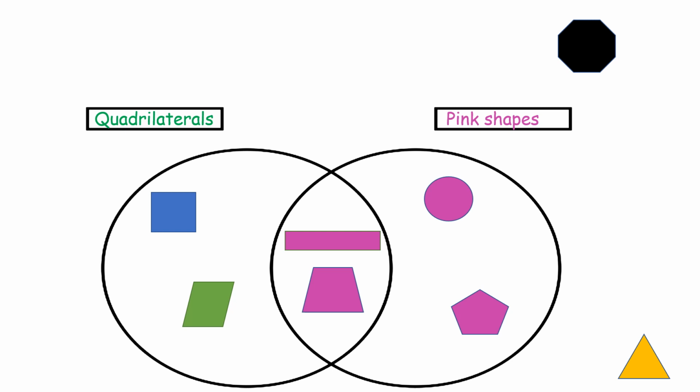The last shape is a 1, 2, 3, 4, 5, 6, 7, 8-sided shape. Can you remember what an 8-sided shape is called? It's an octagon. So is this a quadrilateral? No. Now is this shape a pink shape? No, so it doesn't fall under any category. Where must it go? Good work, it goes on the outside, just like the yellow triangle.